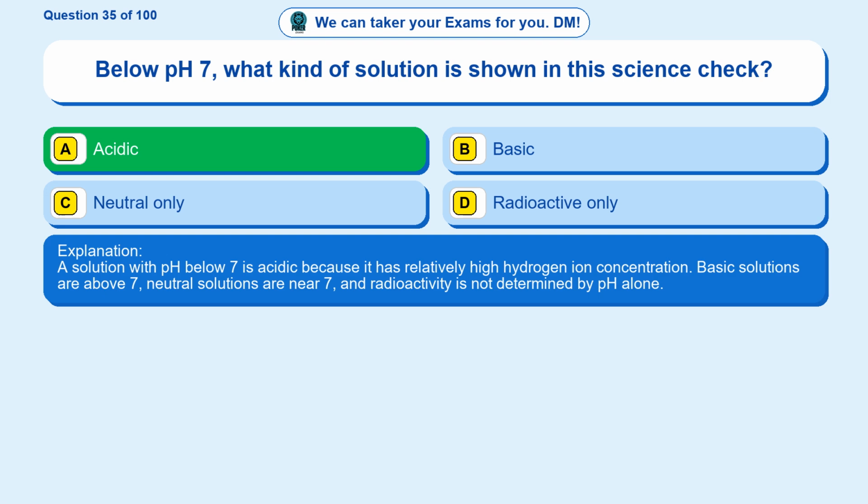A solution with pH below 7 is acidic because it has relatively high hydrogen ion concentration. Basic solutions are above 7, neutral solutions are near 7, and radioactivity is not determined by pH alone.